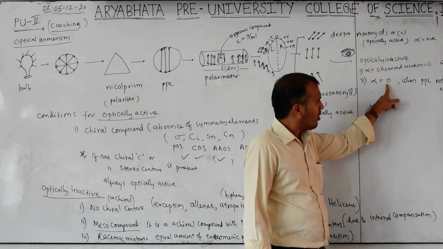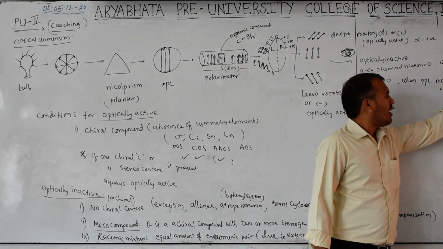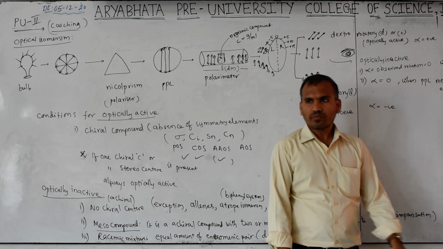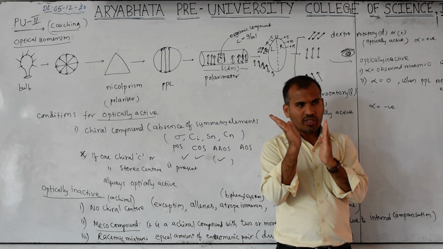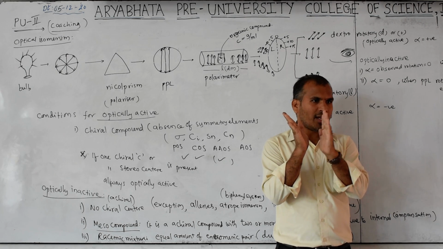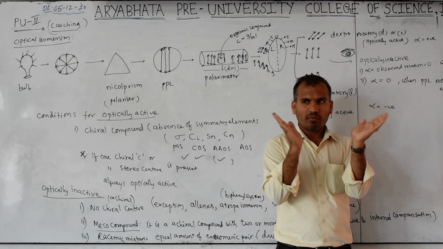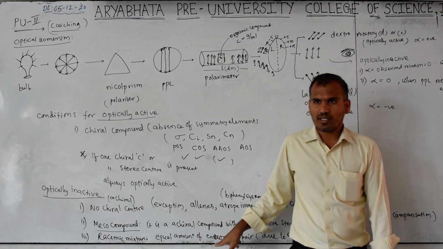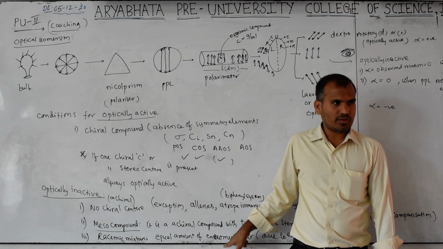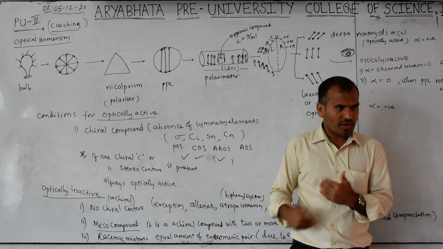Equal amount means alpha is 0, when one rotates right-handed and the other left-handed with equal magnitude. Here two compounds are there. One is rotated to the right side, plus 10. The other is rotated to the left side, minus 10. Minus 10 plus 10 is 0. Therefore, racemic mixture is optically inactive. Meso is also inactive, I will discuss.